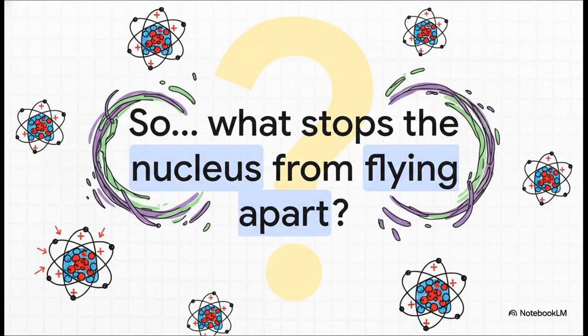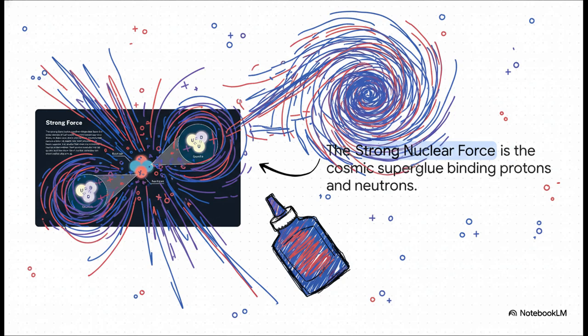If all those protons are constantly trying to fly away from each other, why do atoms even exist? Why doesn't the entire universe of matter just fly apart? Well, the answer is something called the strong nuclear force. You can think of it as a kind of cosmic superglue. Now, this is the most powerful of the four fundamental forces in nature. But here's the catch. It only works over incredibly short distances.